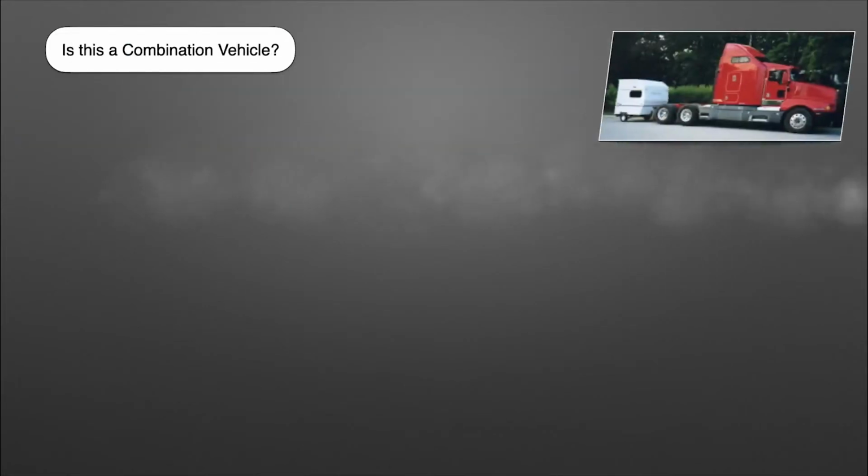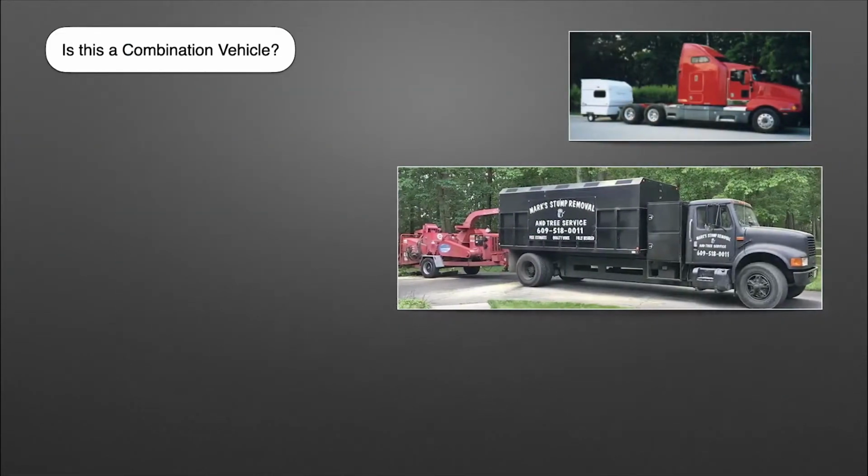All right, looking at this other example here that we have, let's say it is a combination unit. So we've got these two scenarios. We've got the tractor pulling that little trailer that we saw a little bit ago, and we have this truck pulling this like wood chipper right back here. They're both combination units because we have a trailer, so we have to answer yes.